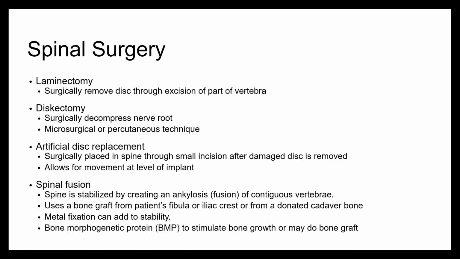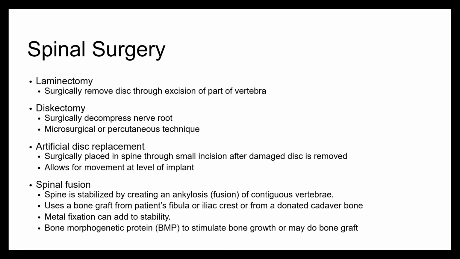When spinal surgery is recommended, there are a couple of different approaches that can be taken. The first is the laminectomy, where they will surgically remove the disc through an excision in part of the vertebrae. The discectomy is where they will surgically decompress the nerve root. They can do an artificial disc replacement in conjunction with the discectomy, where they make a small incision after they remove the damaged disc, and they place an implant.